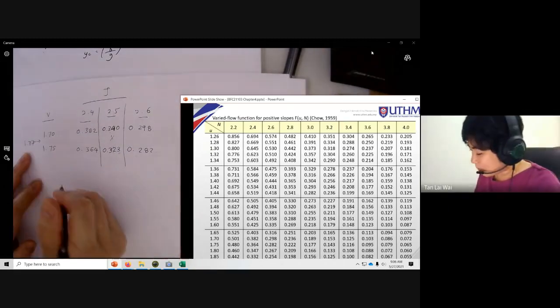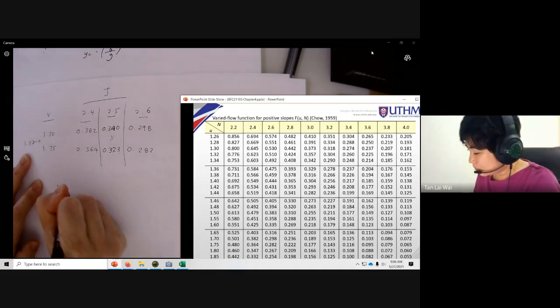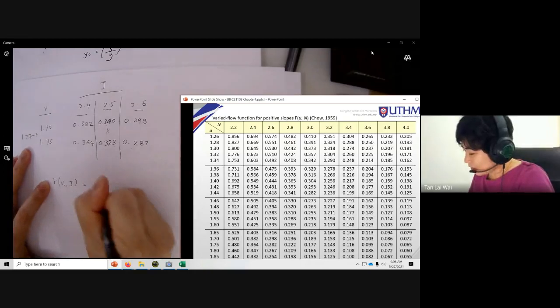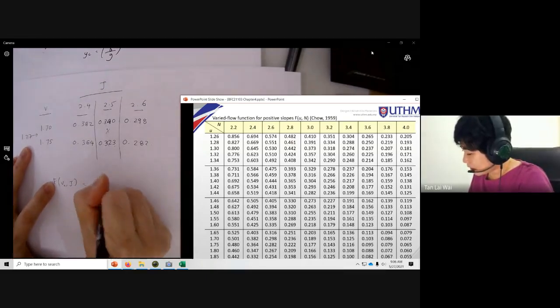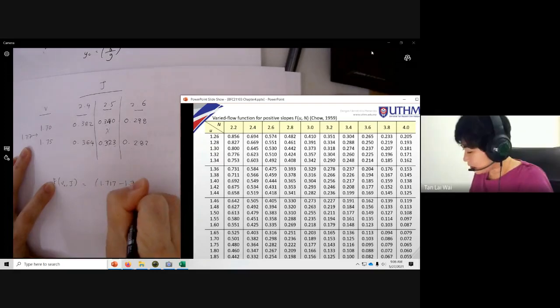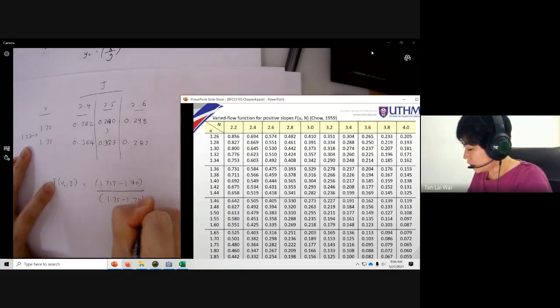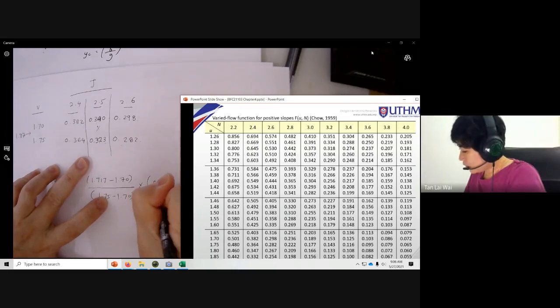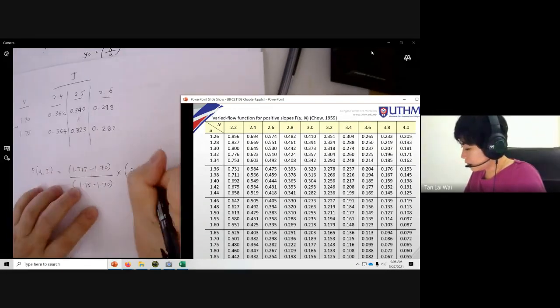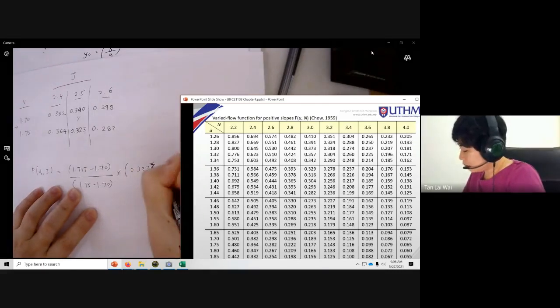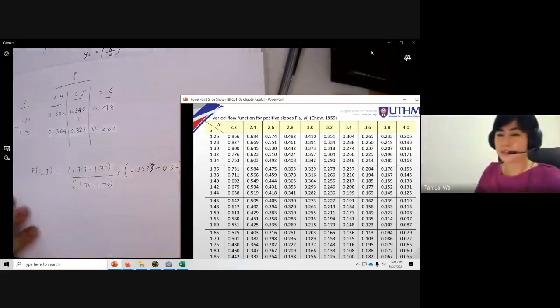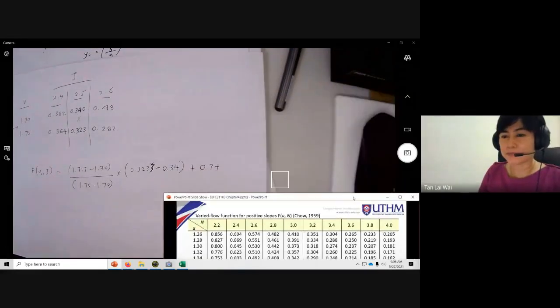So if I want to find my f v2j, I can straight away write: 1.717 minus 1.70, divided by 1.75 minus 1.70, times 0.323 minus 0.34, plus 0.34.